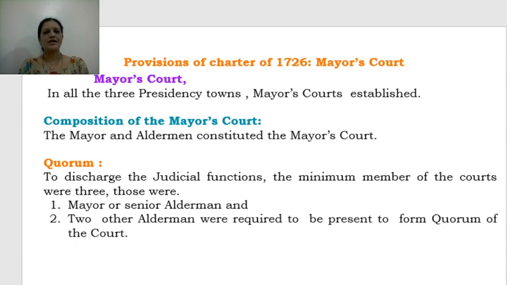The second provision was the establishment of the Mayor's Court. In all three presidency towns, Mayor's Courts were established. Composition of the Mayor's Court: the mayor and aldermen constituted the Mayor's Court. The quorum of the court to discharge judicial functions: the minimum number of members was three. The mayor or senior alderman and two other aldermen were required to be present to form the quorum of the court.